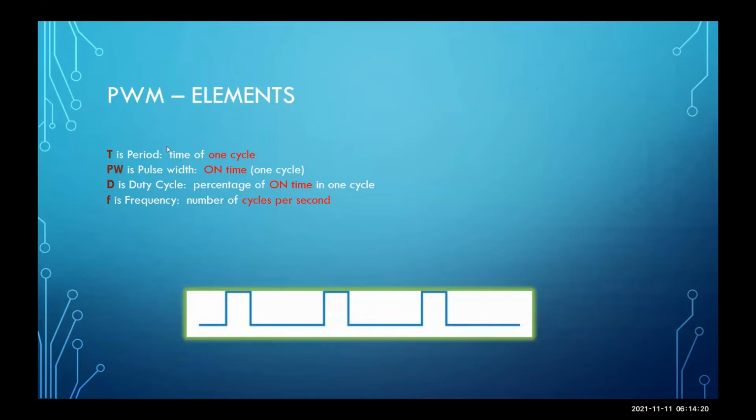So when it comes to PWM signals, the elements that we need to look into are: time, which is one cycle; pulse width, where PW stands for pulse width, the on time in one cycle; D, the duty cycle, which is the percentage of on time in one cycle; and F, the frequency, the number of cycles per second. It could be a second, or it could be a given amount of time. It doesn't have to be 1 second. The time could vary, depending on our needs.